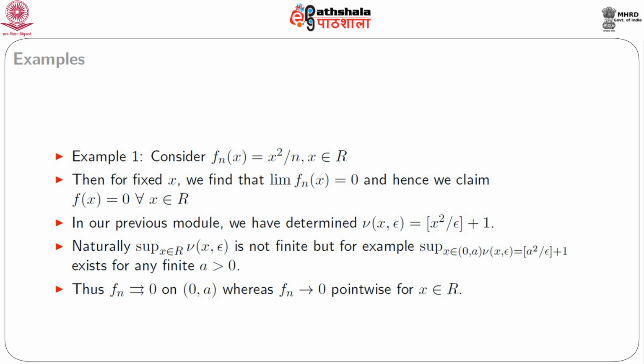So, we find that pointwise convergence does not always imply uniform convergence, but uniform convergence over (0, A) implies pointwise convergence of f_n to the same function over the same interval (0, A).